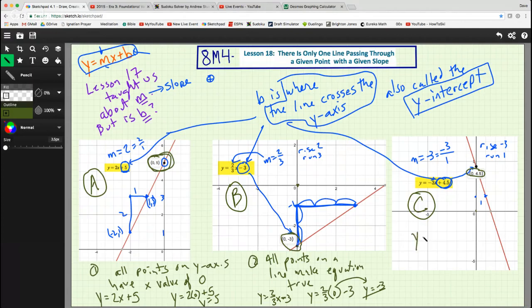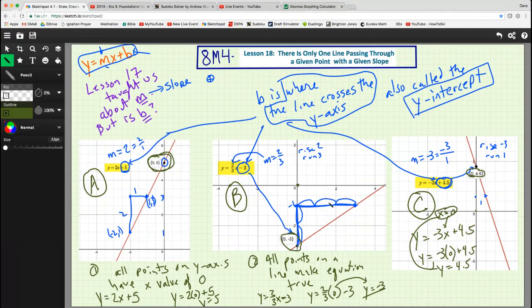So if I put here y equals -3x plus 4.5, and I put a 0 in for x, I should get a 4.5 out. So y equals -3 times 0 plus 4.5. So y equals 4.5 when x equals 0. So you can see why the b has to be this y-intercept. So that's the first part of the lesson. B is our y-intercept. M from lesson 17 is our slope.